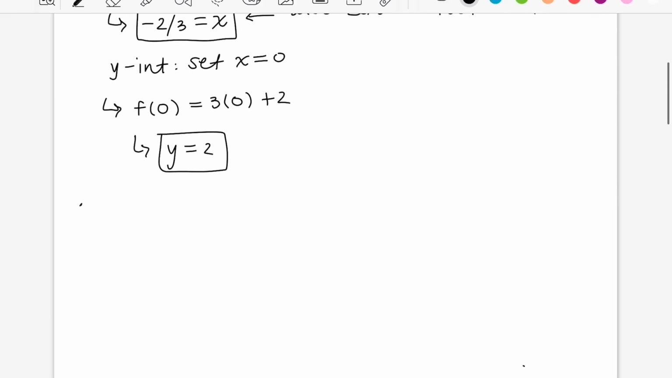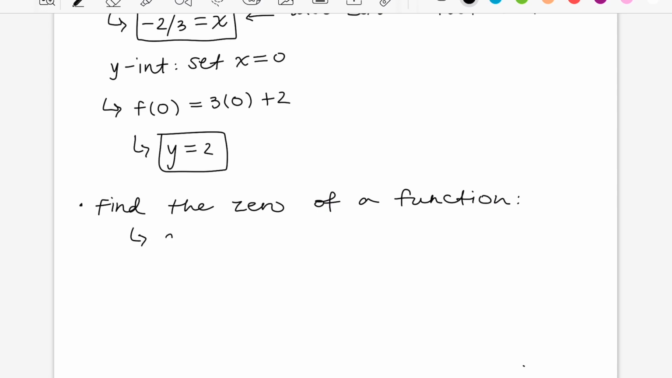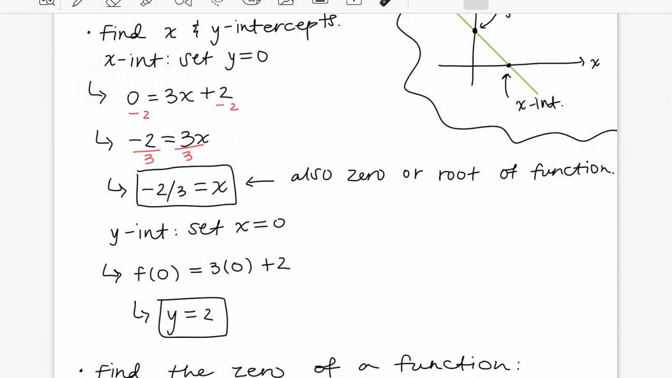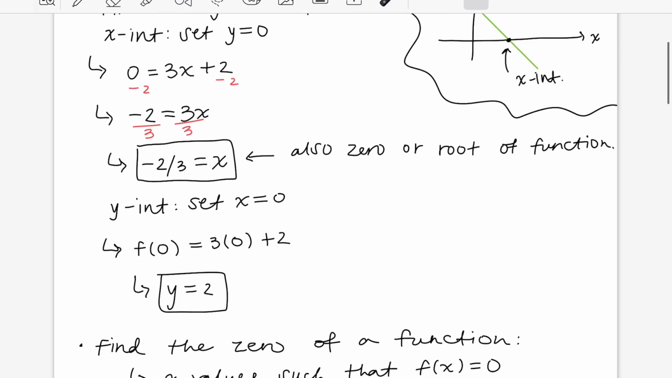The next thing we want to do is find the 0 of our function. Now these will be x values that make our function 0. And if you remember from up here, we found exactly that for our x-intercept. We know that this x value here will make our function equal to 0. And so that's why I mentioned this here. This is also known as the 0 or root of our function.